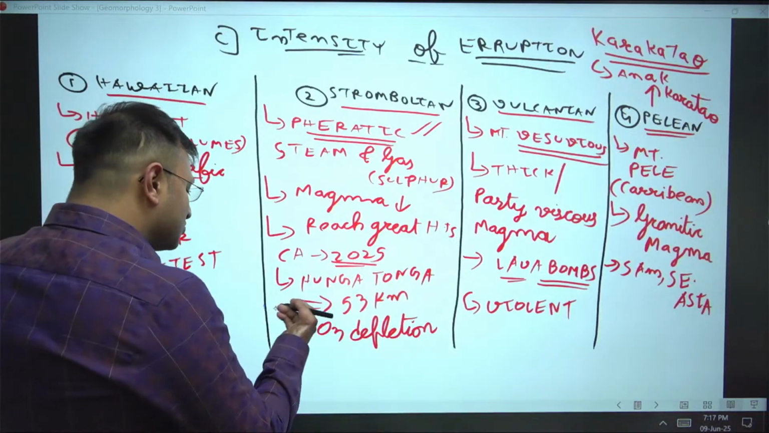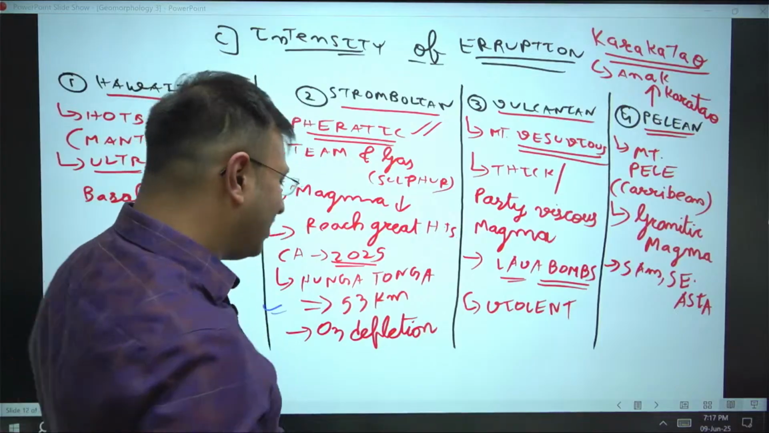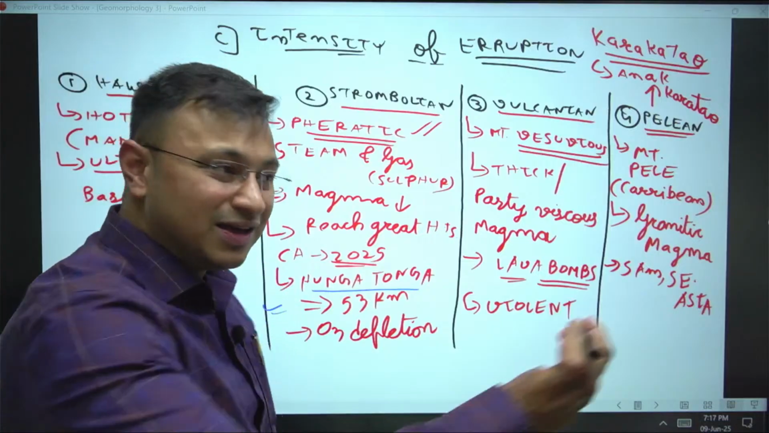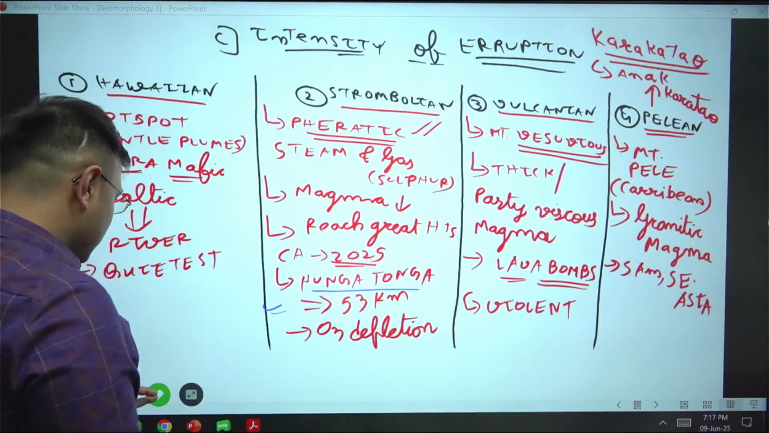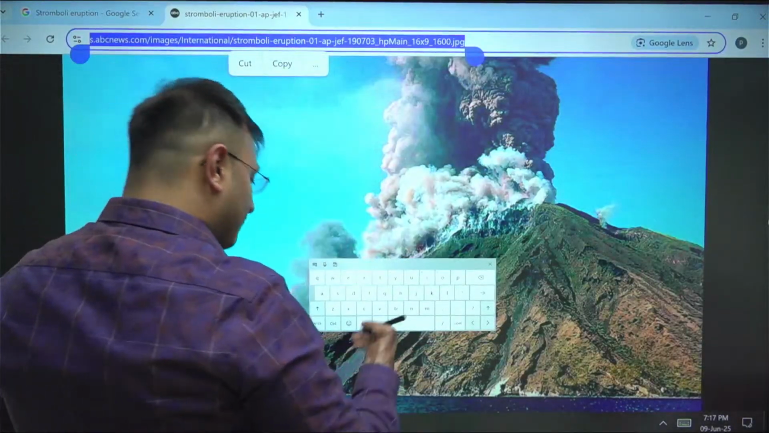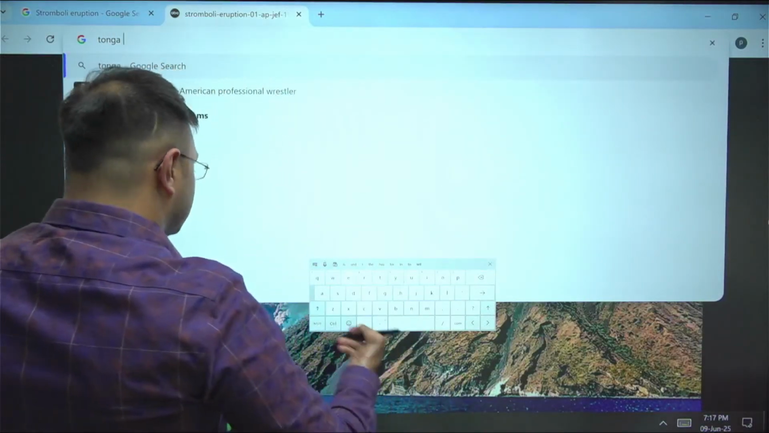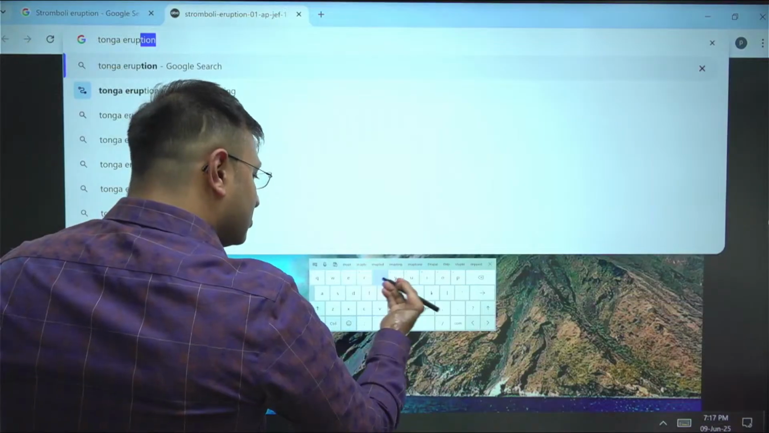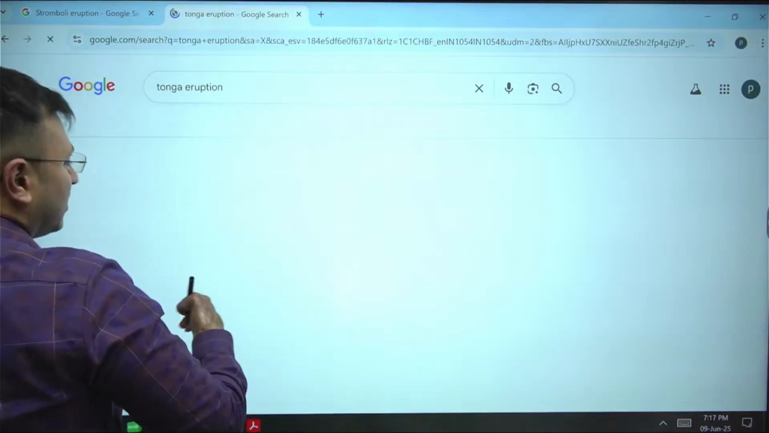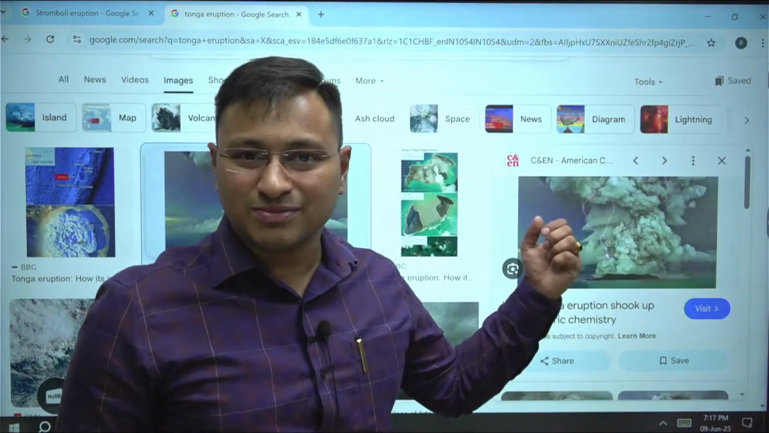The deadliest eruption in terms of ejection of matter happened in 2022 and 2023, which is referred to as the Hunga Tonga eruption in the Southwest Pacific. Why? Because this was the only eruption in the history of mankind where the steam and gas reached into the stratosphere. So if I'm showing you the Tonga eruption photo, this is basically the deadliest eruption ever captured by mankind.